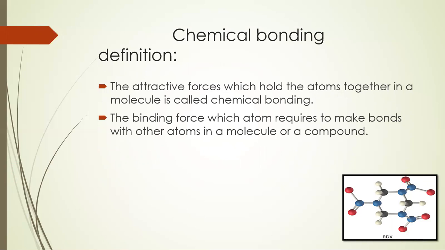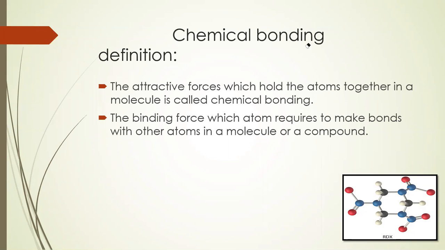Here, the first definition that we are going through is the definition of chemical bonding. The attractive forces which hold the atoms together in a molecule are called chemical bonding. It also refers to the binding force which an atom requires to make bonds with other atoms in a molecule or a compound. First, we can see the basic difference between a molecule and a compound. A molecule contains atoms of the same element, or a compound contains atoms of different elements. So we should know the difference between these two.